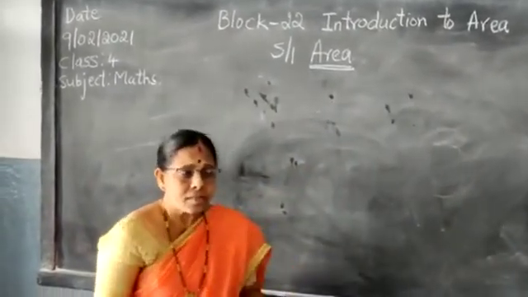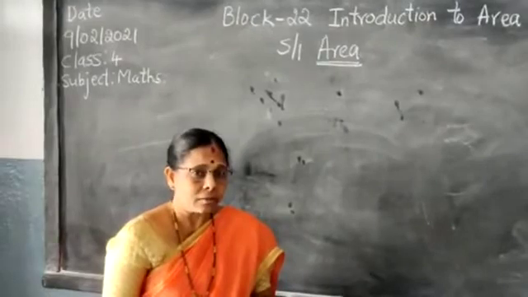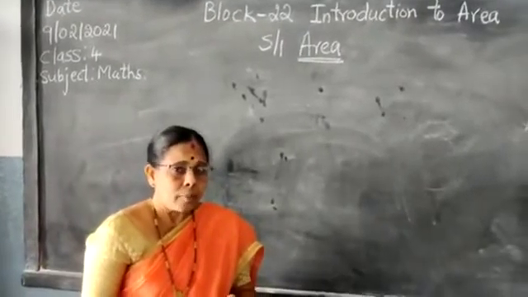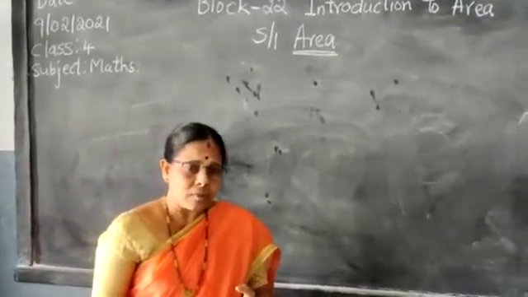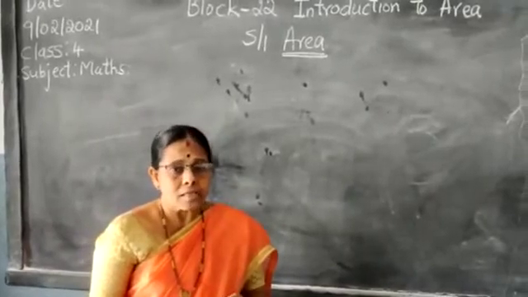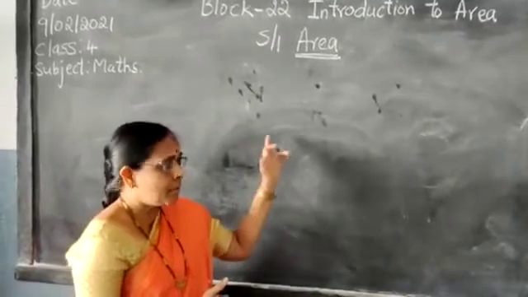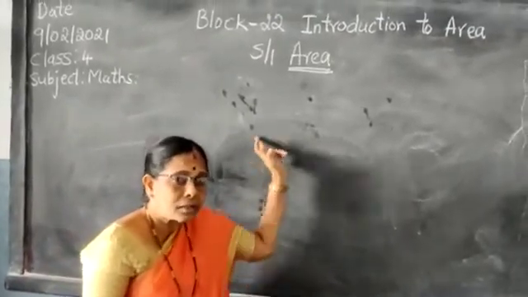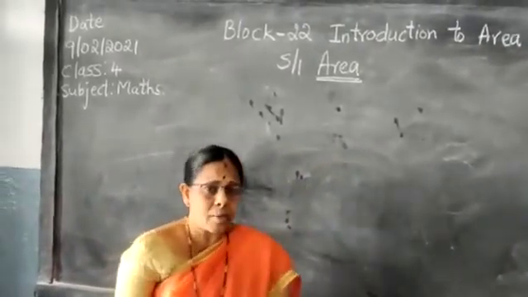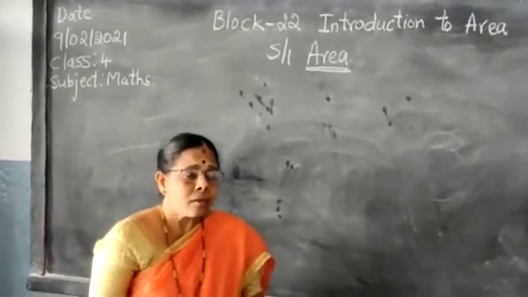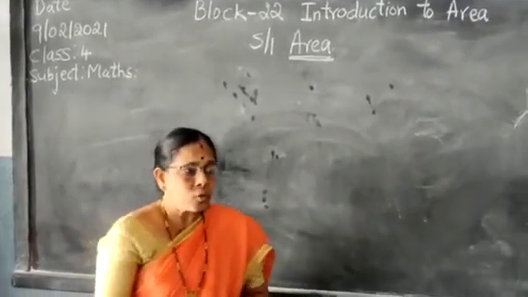So children, in the previous class we learned what perimeter is. What is perimeter, children? Perimeter is the total length or distance around the shape. How will we measure the perimeter? We measure the total length of all sides, and if we add them we get the perimeter. Okay, I will give one example.